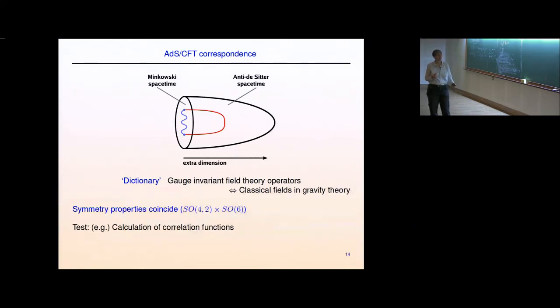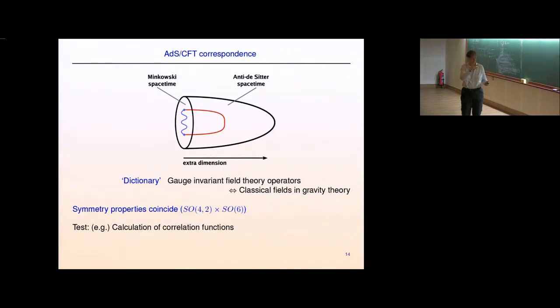And so then essentially you can map gauge invariant field theory operators to classical fields in the gravity theory. And this one-to-one map works precisely because the symmetry properties of these two objects coincide. So this is the first more quantitative statement which I'm going to make. On the field theory side, we have a conformal field theory in 3+1 dimensions.